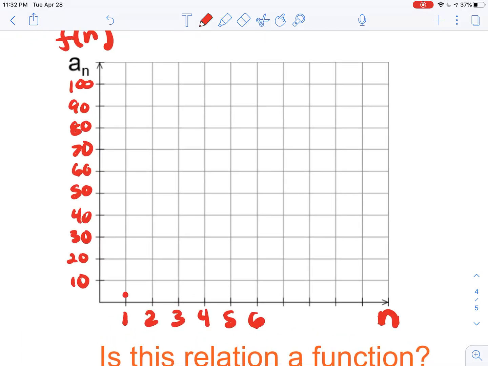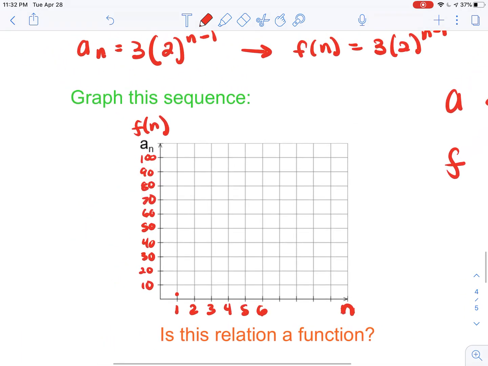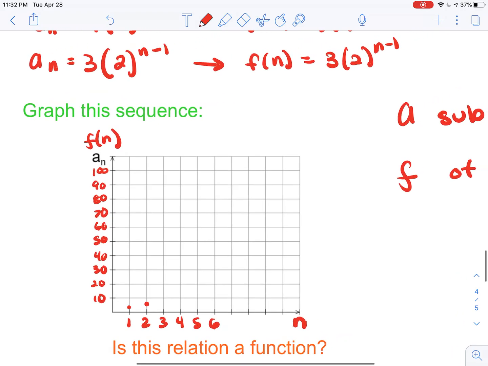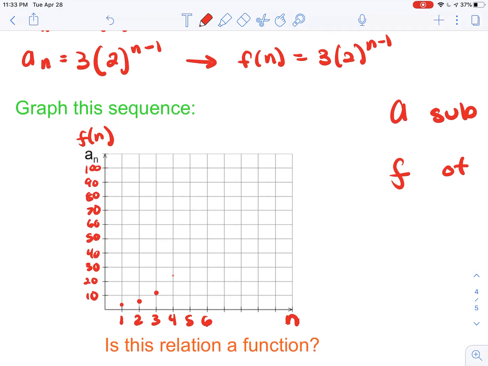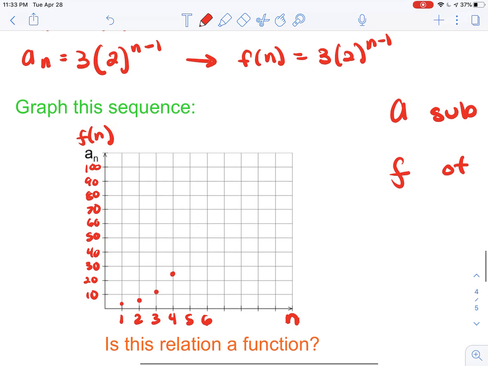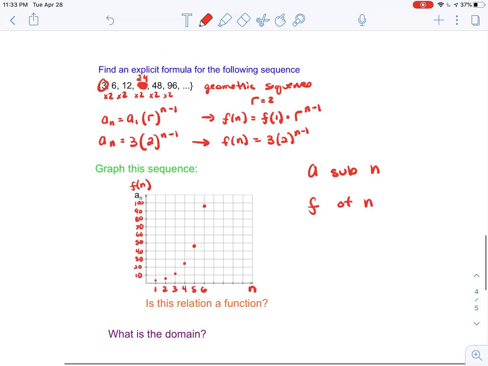So let's plot those points. My first term, right, is 3. So where I have a 1, I plot 3. My second term, 6, slightly higher than that. My third term, 12. My fourth term is 24. My fifth term is 48. And my sixth term is 96.